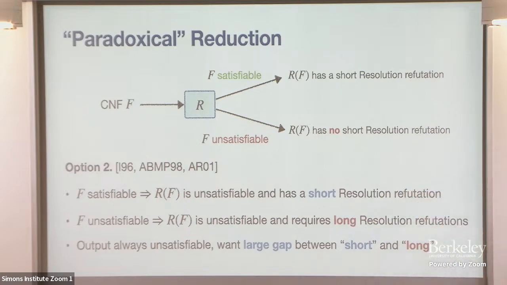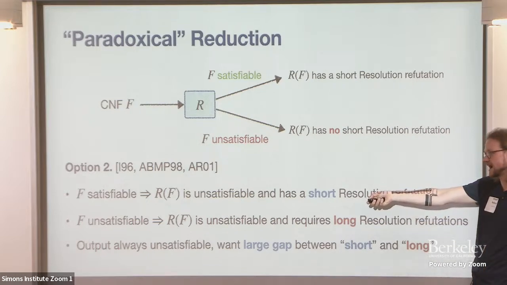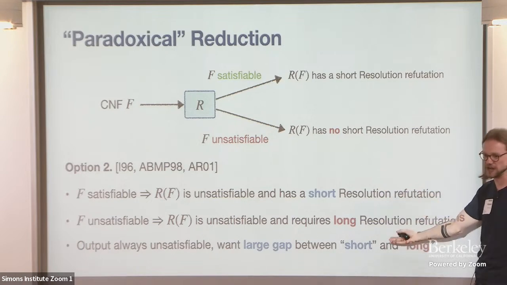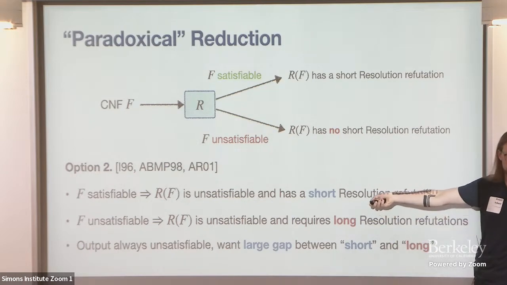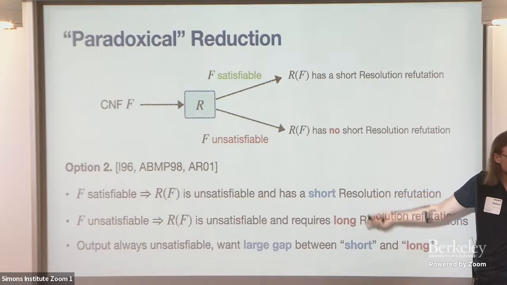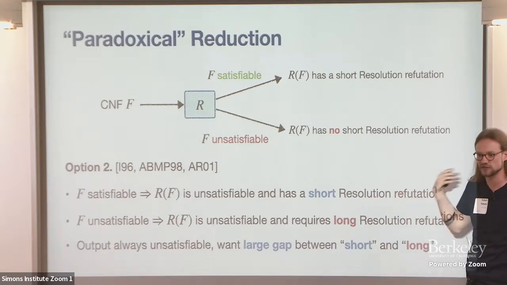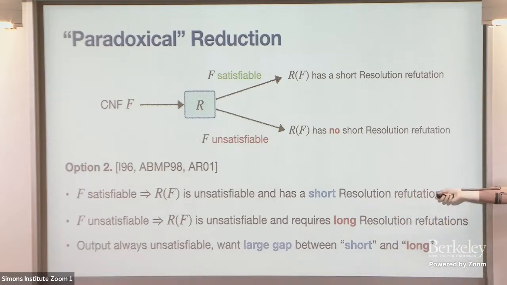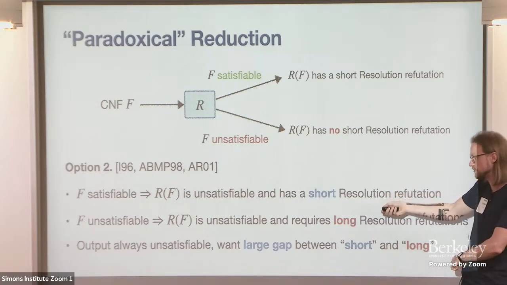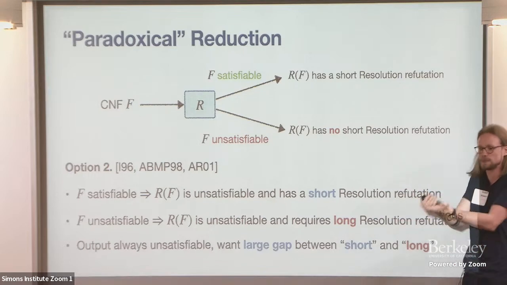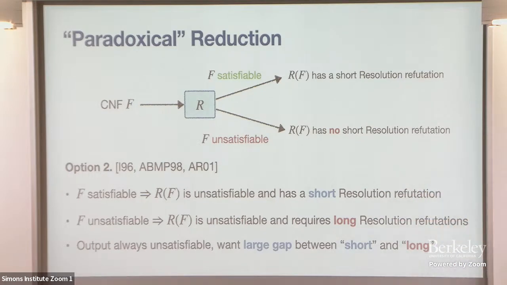And the difference is that we want as big a gap as possible between what short and long is here, right? But now we're in a very weird kind of space because I'm given a formula F, and I don't know if it's satisfiable or not. And I need to always output an unsatisfiable formula. How would you come up with such a thing? These reductions that did this are very intricate. In order to come up with these types of reductions, they're very, very strange. You have to somehow convert any formula into an unsatisfiable formula, right?